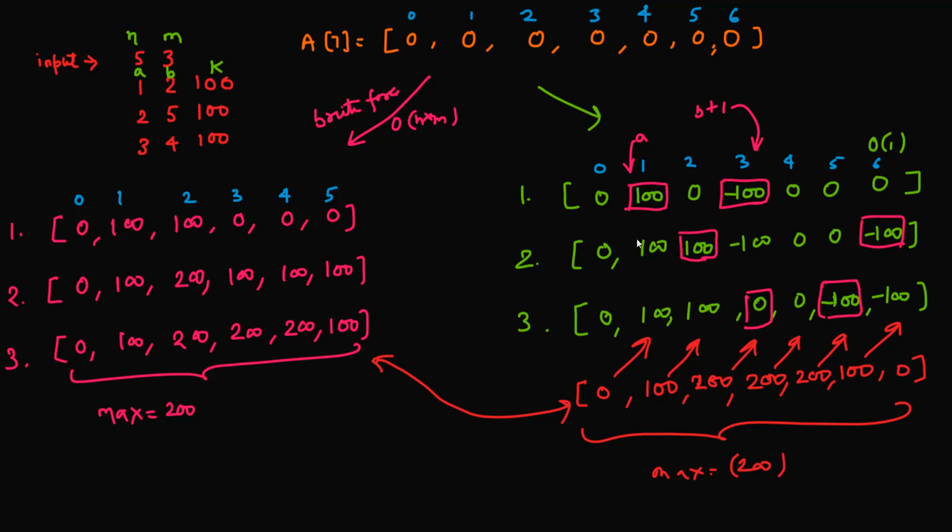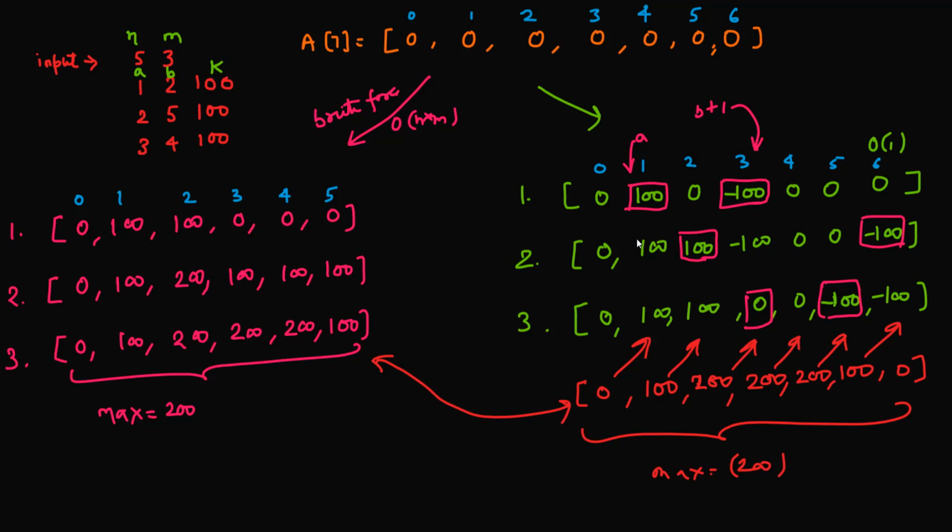Let's see. If you think about it, previously if there was a query like 1 to 5, we were going to add 100 to elements 1 to 5, up to N elements at worst case. So the complexity for each query was O(N). But in our case, every time we are only updating two indices, not all. To update an index in an array, it takes O(1) time.